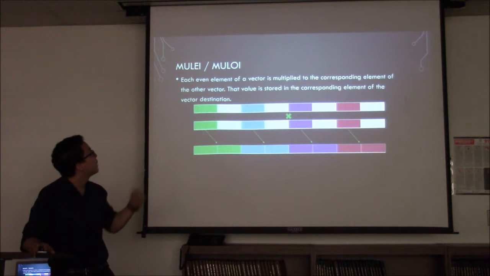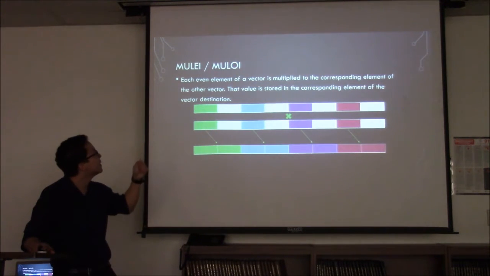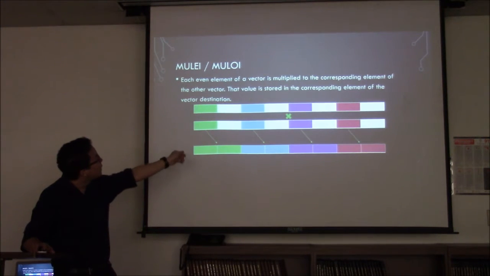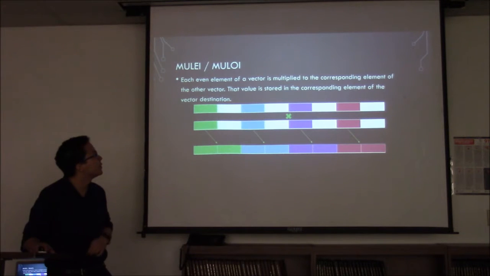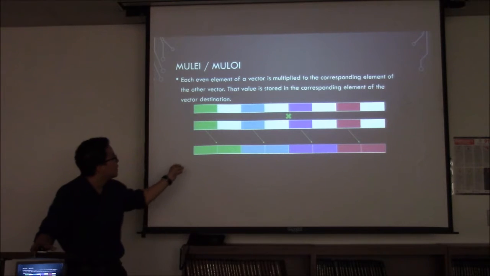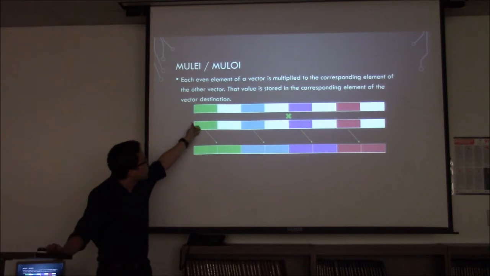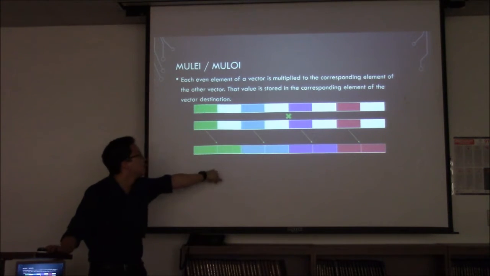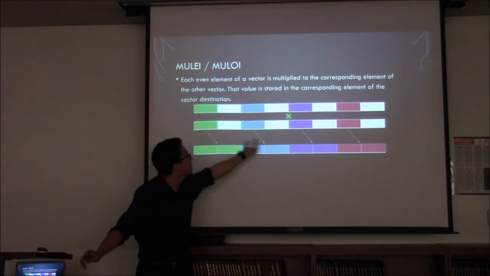So multiply odd and even integers. Each even or odd element of a vector is multiplied by the corresponding element of the other vector. When you multiply, you get a bigger value than the inputs. So you multiply these 2 together, and then you store that into the corresponding elements of the destination register. Same with these 2 right here, and you ignore this one.